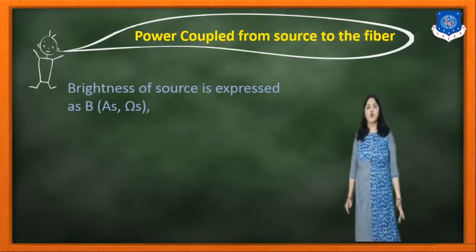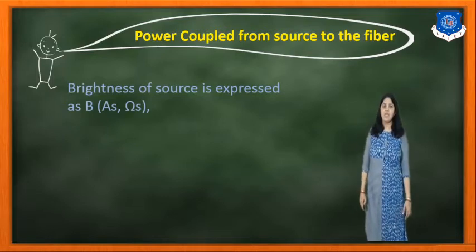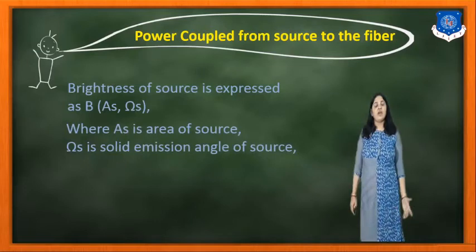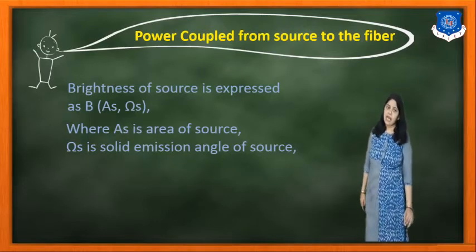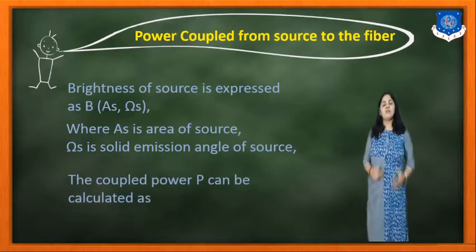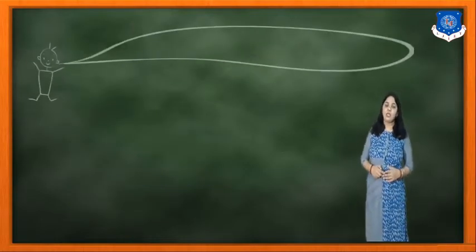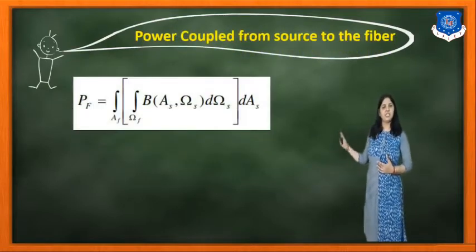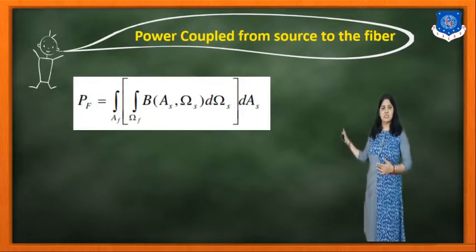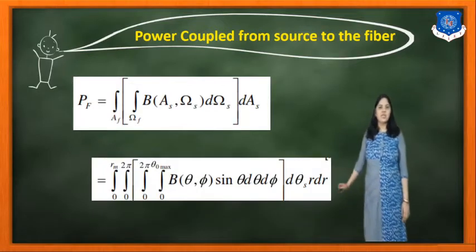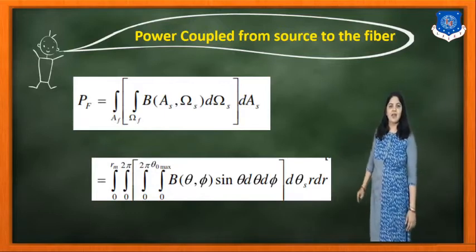The brightness of the source can be expressed as B(AS, sigma S), where AS is the area of the source and sigma S is the solid emission angle of the source, and the coupled power P can be calculated as PF is equal to integration over AF dAs, integration over sigma F, B(AS, sigma S) d omega S.